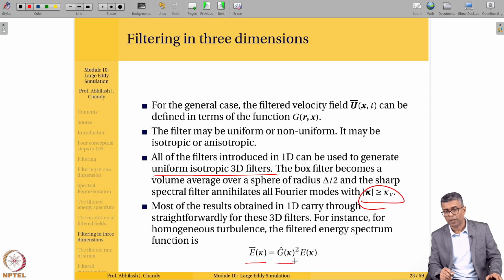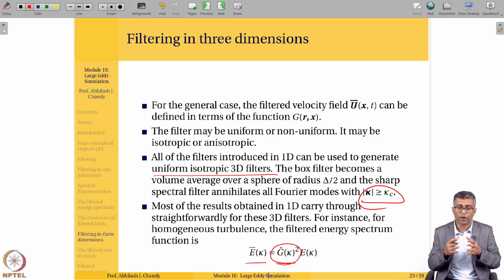So can you tell me, are you able to figure out why this is squared here? I have G hat of kappa squared times E of kappa. Why is that? That is because I have my energy spectra calculated as velocity squared. Kinetic energy is proportional to U squared, so you are taking the filtered velocity twice and multiplying. That means your transfer function will be squared. So it is the transfer function squared multiplied by E of kappa. That's the reason.